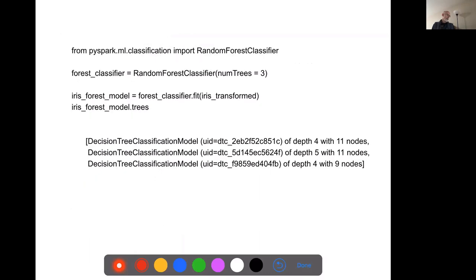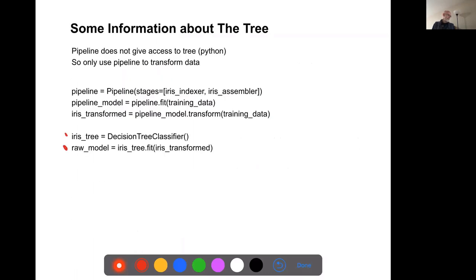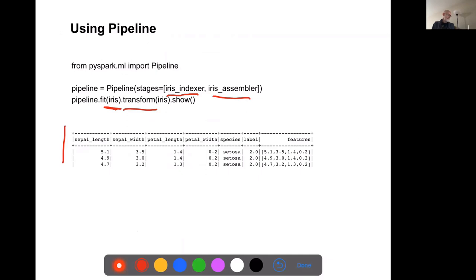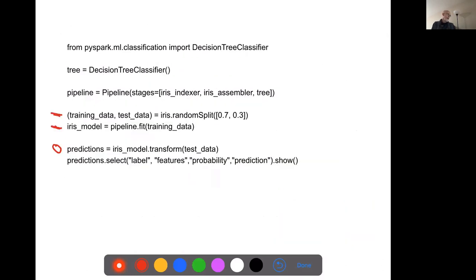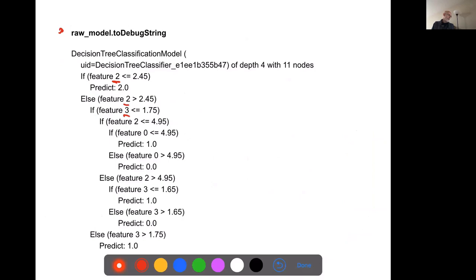So if we come back, one more. All right, so two is Setosa, Versicolor is zero, and Virginica is number one. So we now look at the various features we're looking for, and literally feature two is just whether it is below a certain size. That's all the information they need.